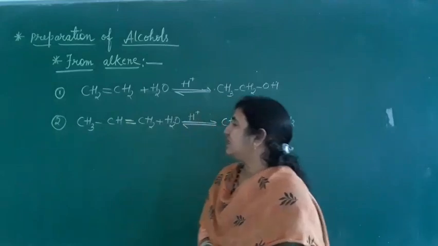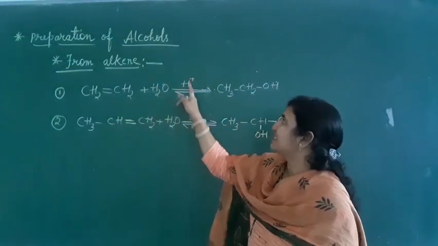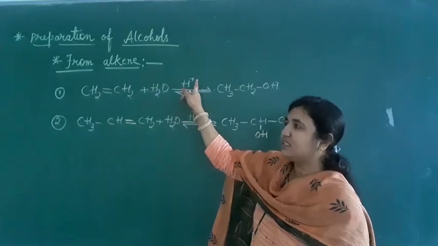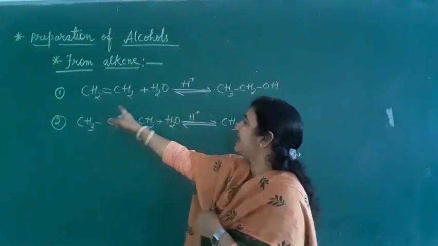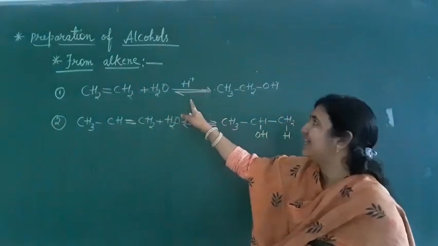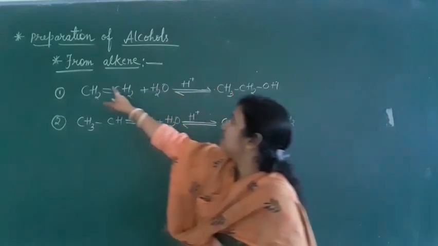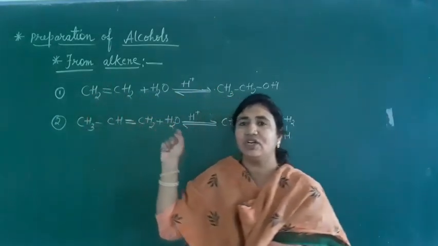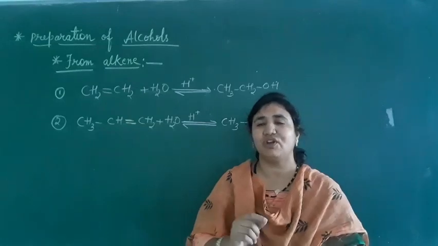Okay, so see here, alkenes react with water in the presence of acid. This H+ describes that acid. So alkenes react with water in the presence of acid, and they give alcohol. This is from alkene. This is called hydration of alkene. Hydration means addition of water.